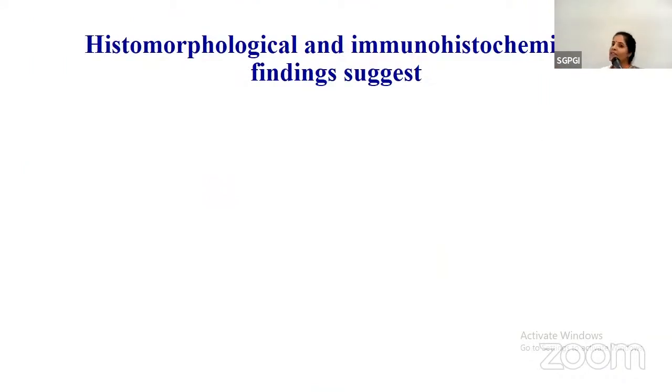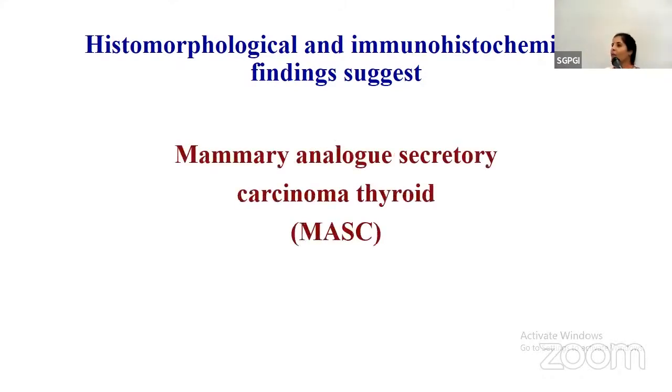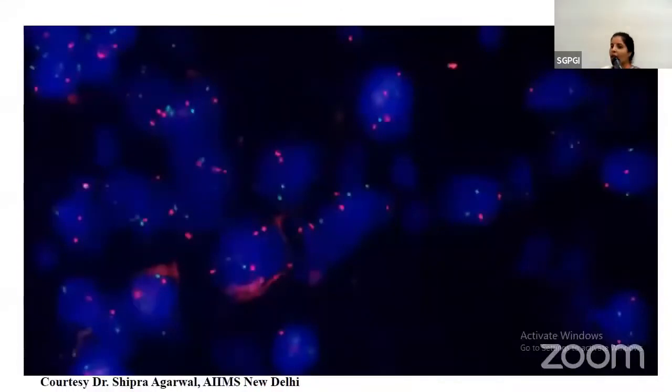So based on these histomorphological and immunohistochemical findings, everything finally went in correlation with mammary analog secretory carcinoma of the thyroid, which is a recently recognized entity. It was identified in the salivary gland in 2015, but it was only after 2017 that it was documented in the thyroid gland. So it is a very rare tumor to be present in the thyroid.